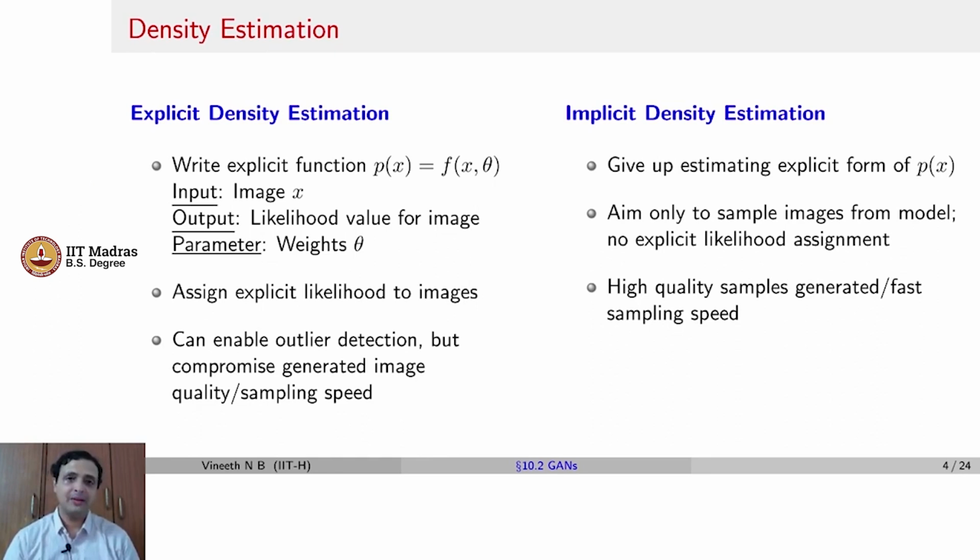On the other hand, implicit density estimation approaches do not try to assign a functional form to P of x. Instead, they only aim to ensure that given a model, you can sample images from that model without worrying about an explicit likelihood assignment for each such sample. So that's not part of the model. And it happens that such methods end up providing avenues for better sample generation and faster sampling speed.